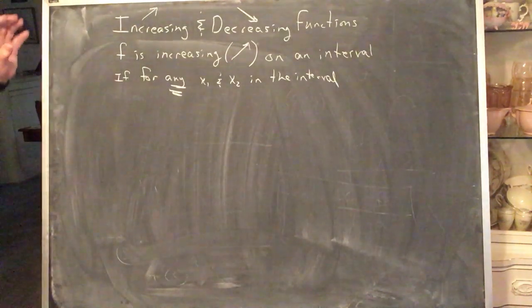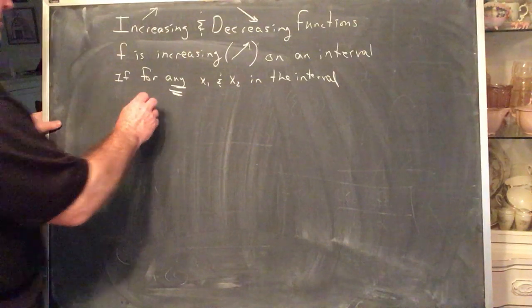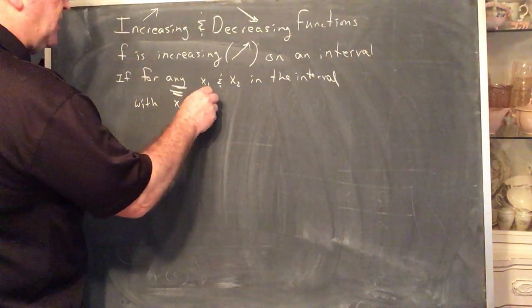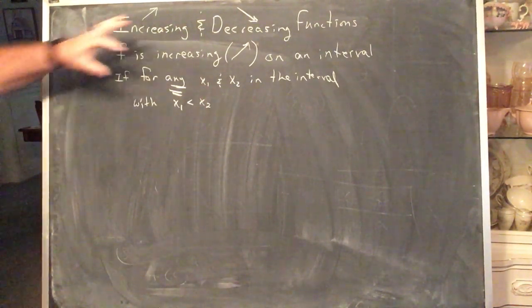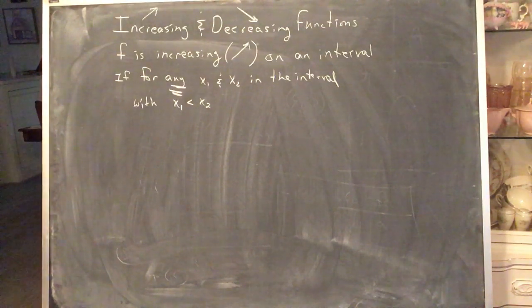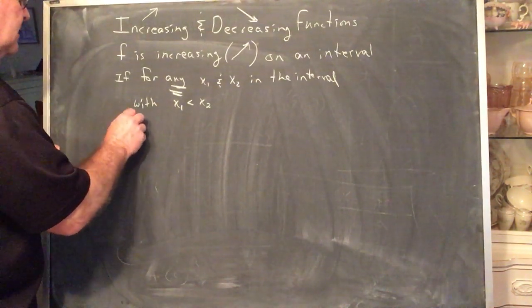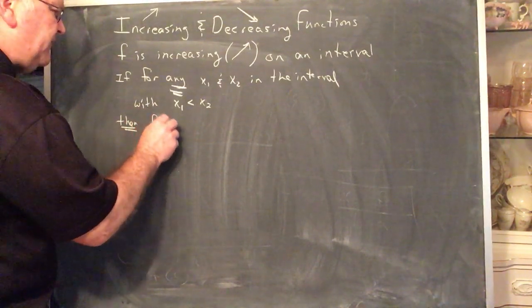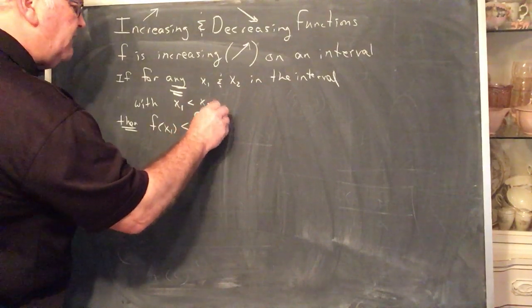Now, what does that mean? You're free to choose any two values in the interval. And let's assume that x1 is strictly less than x2. So we choose any two values in the interval. Let's assume x1 is smaller than x2. One of them needs to be smaller than the other. We'll call the smaller one x1. Then, what needs to happen is, in symbols, f of x1 must be less than f of x2.